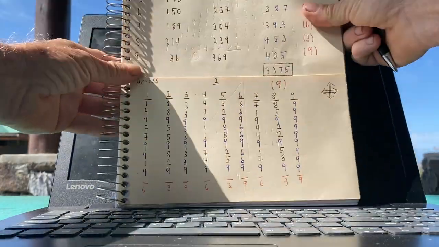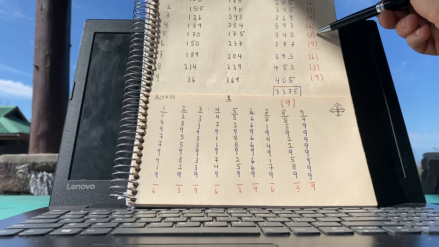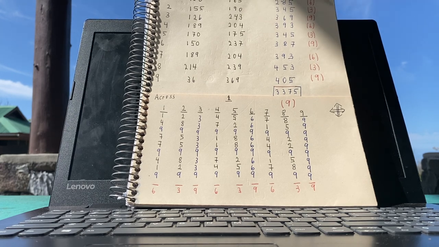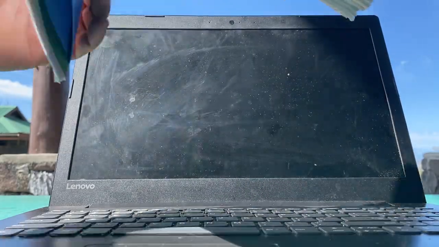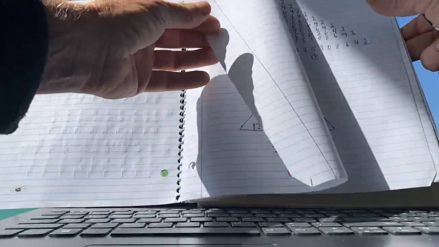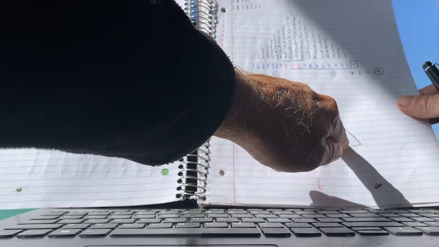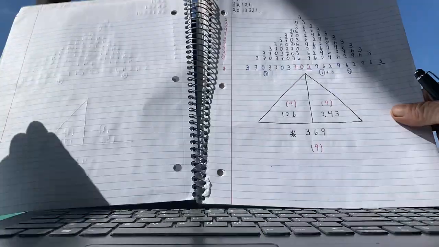Okay, we can just take a brief look and see a little bit what's going on. In the original set of triangles, we have 6, 6, 9, 6, 6, 9, 6, 6, 9. Now we're going to 6, 3, 9, 6, 3, 9, 6, 3, 9. What does that mean? It's the triangle on the bottom. Three and three is six. Two and one is three.